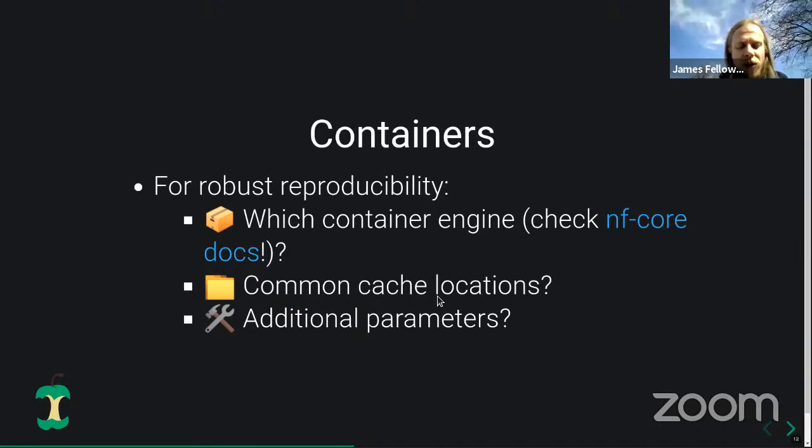And so you should check whether your cluster offers the use of these, so which container engine, and check if nf-core actually supports this, because nf-core has specific profiles for this. This is stuff like Docker, Singularity, Charliecloud, Podman, and a couple of others. You should check if your cluster has a common cache location. This is a directory where all the images are stored in one place that all users can access, to prevent loads of users having copies of the same image, and whether you need any additional parameters to these container engines, for example, bind paths and so on.